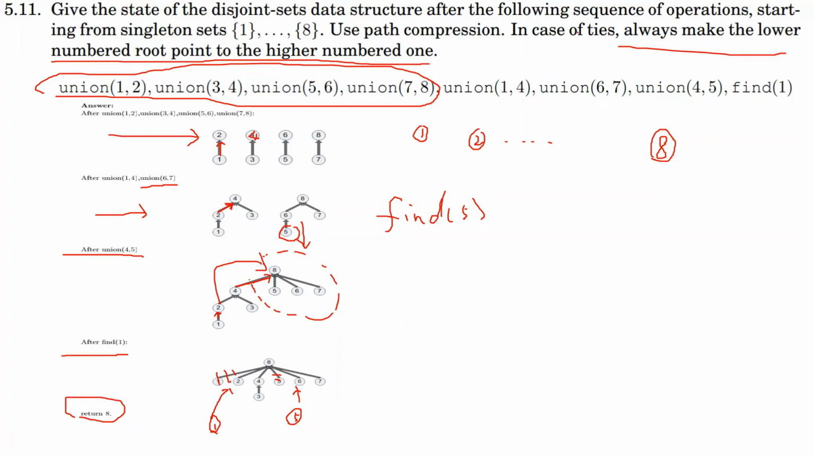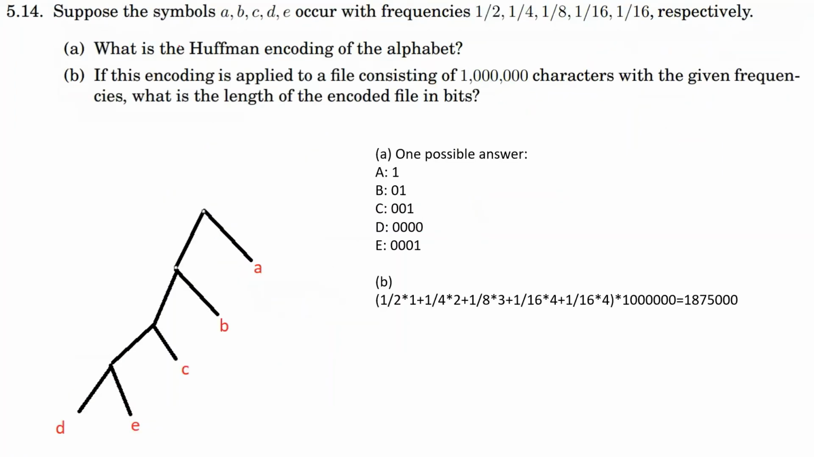Okay, if you don't have any questions, we can go to the next problem. So we want to find the Huffman encoding here. Basically, we need to merge nodes with the lowest frequencies. First of all, we'll merge D and E, and then we will merge it with C. And again, we'll merge it with B, because every time we just choose the 2 lowest frequency nodes. And finally, we'll merge it with A.